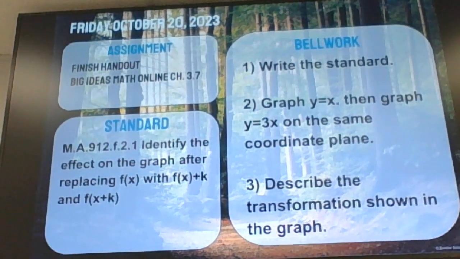We started this standard yesterday. Mathematics 9 through 12, functions 2.1: Identify the effect on the graph after replacing f of x with f of x plus k, and f of parentheses x plus k. Y'all cannot drop the word.